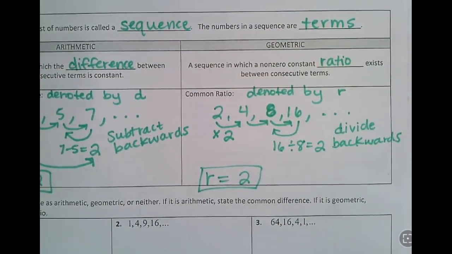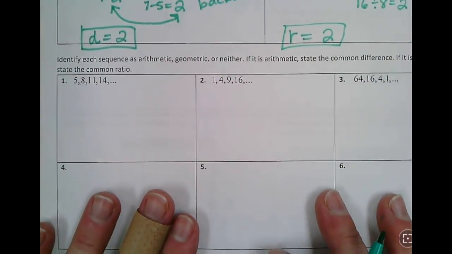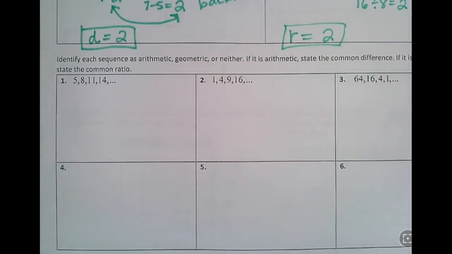All right, let's do some practice problems now. All we are doing in this lesson is identifying each sequence as arithmetic, geometric, or maybe neither. Maybe it actually has no pattern, even though it looks like it has a pattern, but it's not actually one of these sequences. If it's arithmetic, we state the common difference. If it's geometric, we state the common ratio. So this first one, we have 5, 8, 11, 14. What do we think about that one?